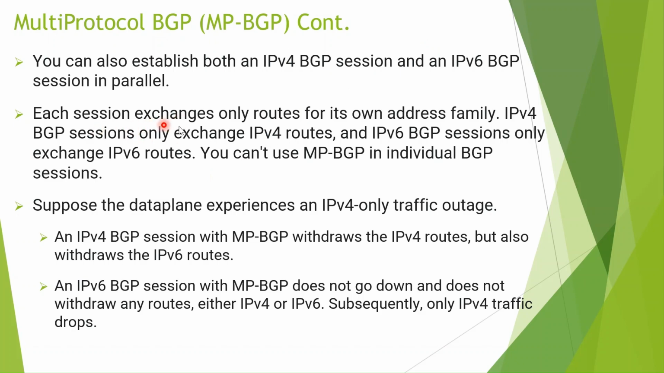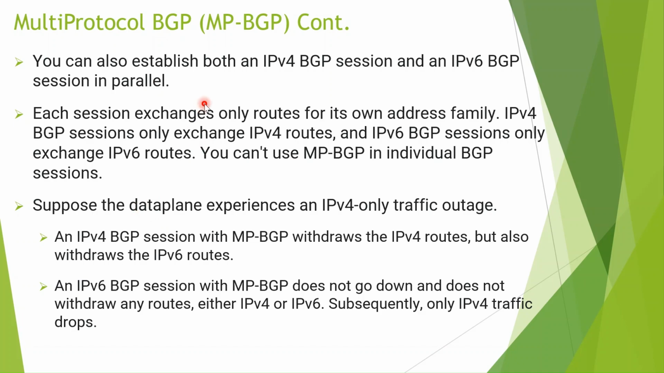Each session exchanges only routes for its own address family. So IPv4 BGP sessions exchange only IPv4 and IPv6 sessions exchange only IPv6, and we can't use MP-BGP in individual BGP sessions. If you use the parallel option, it will create one session for IPv4 and one session for IPv6. IPv4 will only share IPv4 and IPv6 will only share IPv6. And I cannot enable MP-BGP in individual BGP sessions if I go with parallel. We need to keep that in mind when creating the VPN. When I show you the demo, you will get to know what I'm saying. It can be a little confusing also.